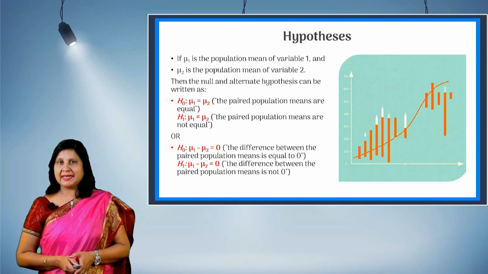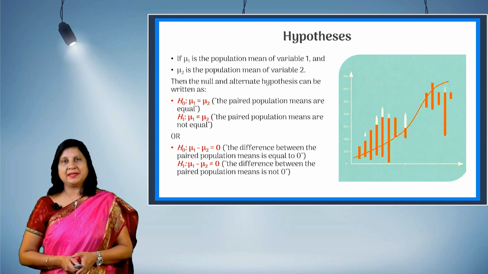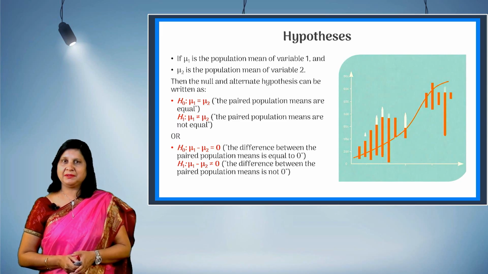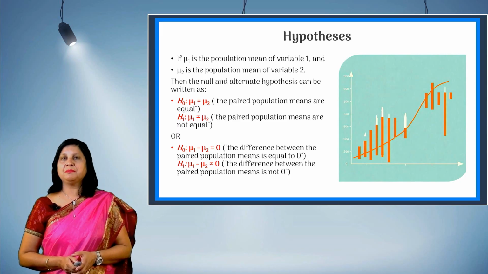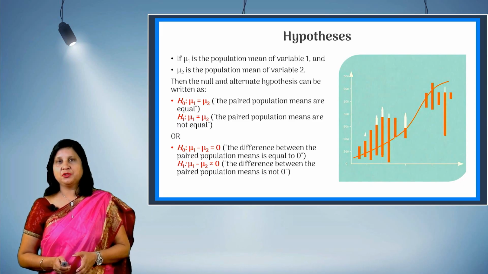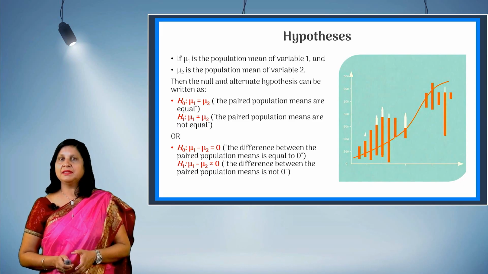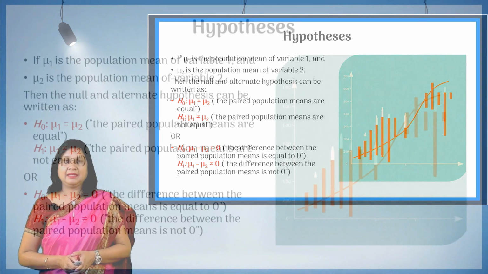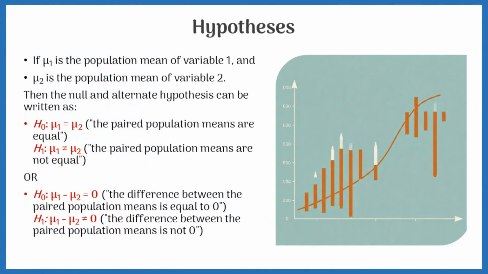The hypothesis for the test can be expressed in two different ways that express the same idea and are mathematically equivalent. If mu1 is the population mean of variable 1 and mu2 is the population mean of variable 2, then the null and alternate hypothesis can be written as H0, where mu1 is equal to mu2. The paired population means are equal. The alternate hypothesis H1, where mu1 is not equal to mu2. The paired population means are not equal.